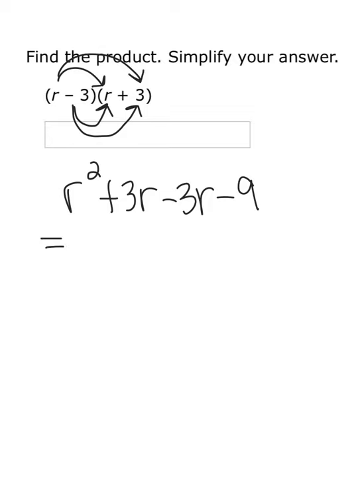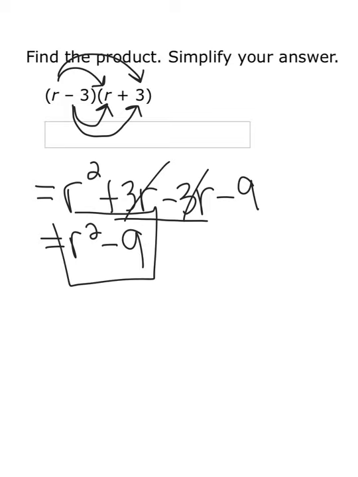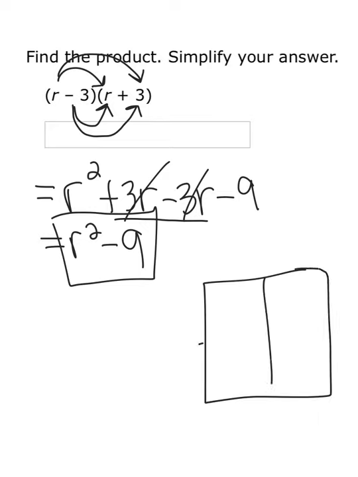So if I simplify this, I would get r squared. Then I have 3r minus 3r. Well, 3r minus 3r is just 0. So I don't have any more r terms. And I would just be left with r squared minus 9. Okay, let's put it in a box and see what that would turn out as.